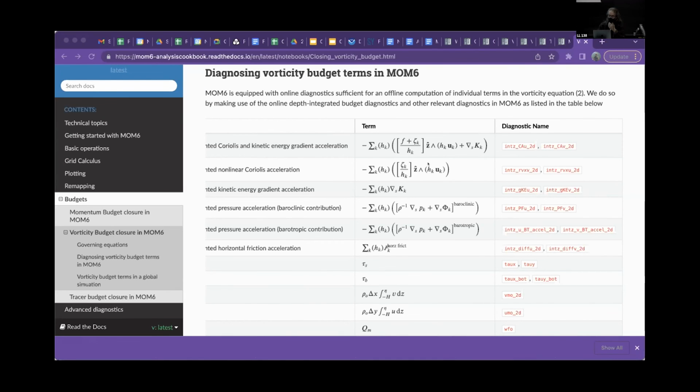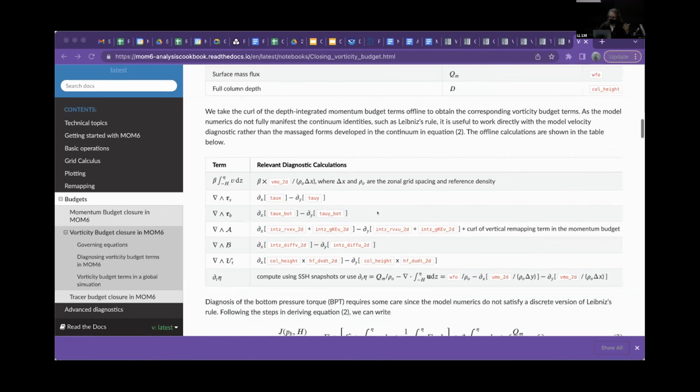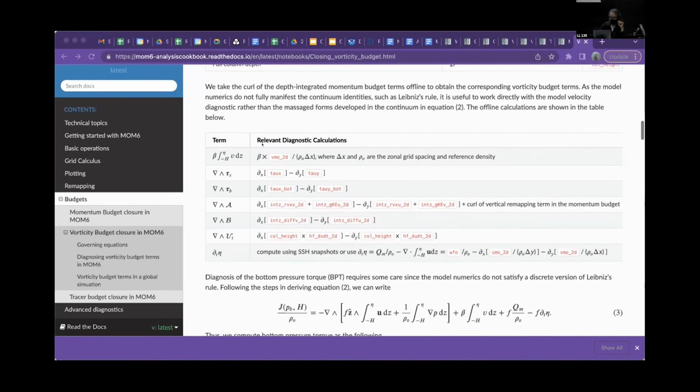And so this is where you will save the diagnostics, and then you'll have to do your Python scripting to combine them to do the curl offline. We don't do the curl in the code. You have to do it here.